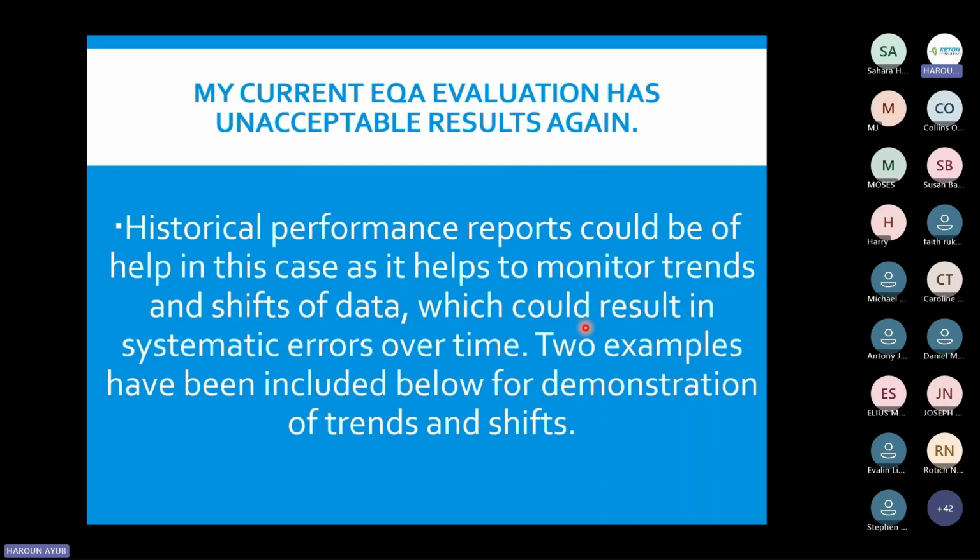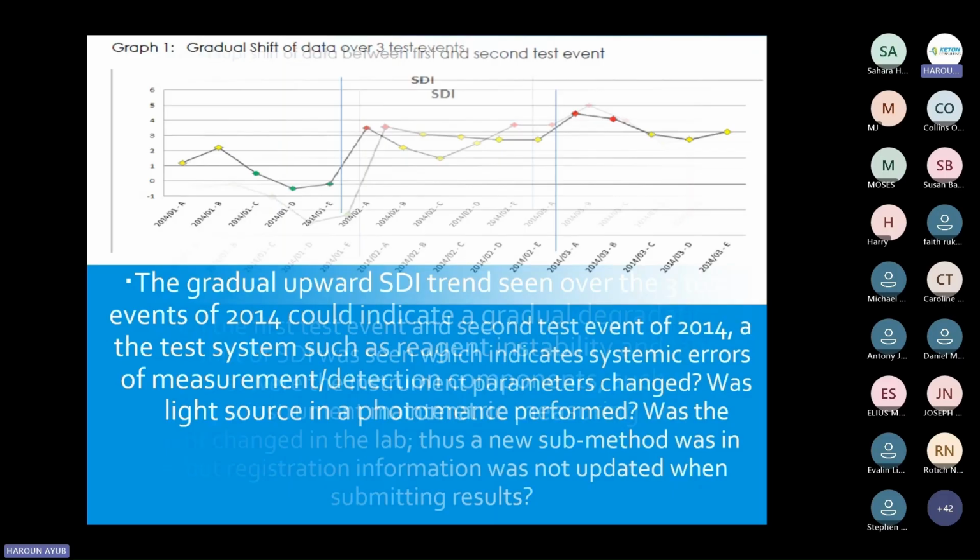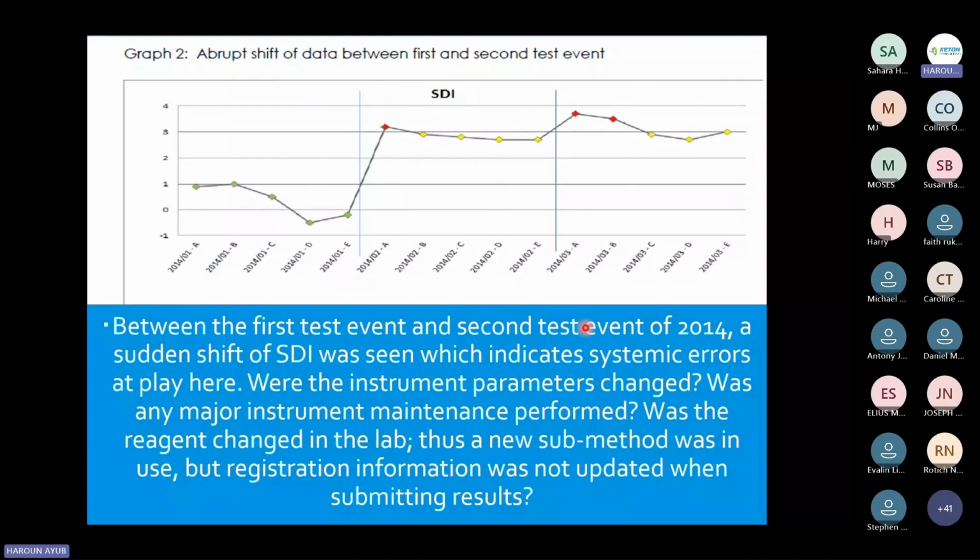So you have done another evaluation and you're still having issues. Check for historical performance. This is usually found on the LJs, the Shewhart chart, or the cycle reports. It could be that you need this to help you monitor the trends or shifts of that particular data. Check if it's a systematic error over time, because two examples have been included to demonstrate shifts. Remember this one you have seen: you are performing well and then it started going up or above. So that positive SDI can be indicative of a shift for that particular run. And then you have a consistent failure. So you can also interpret this for the IQC and for the EQA.